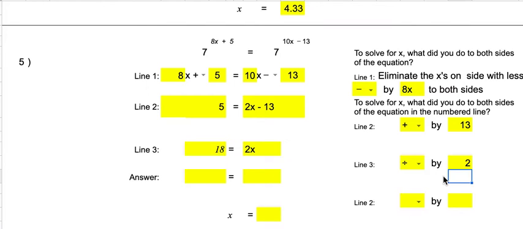Okay, divide by 2. So 18 divided by 2 is 9. And 2x divided by 2 is just 2 groups of x divided by 2 is just 1x, okay, or x. So x equals 9. I don't have to worry about this last little bit, okay? I gave you an extra spot here that you didn't need. So 9 equals x.